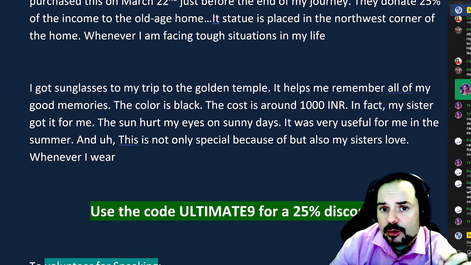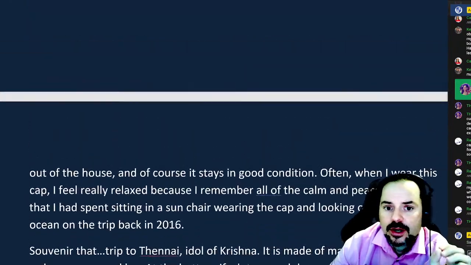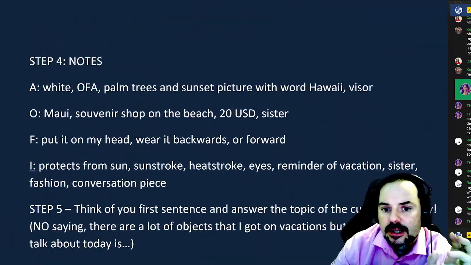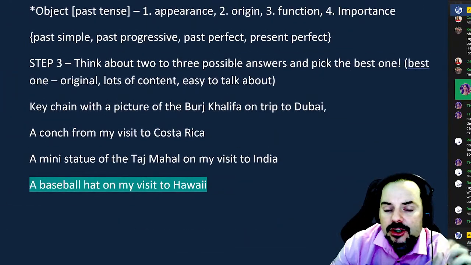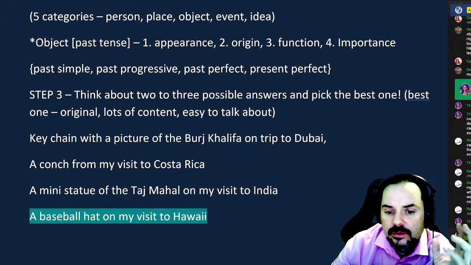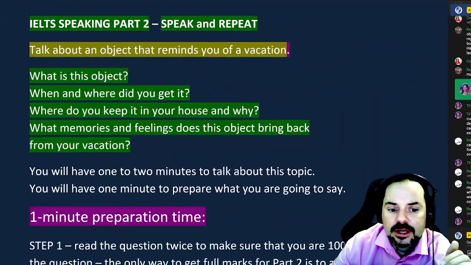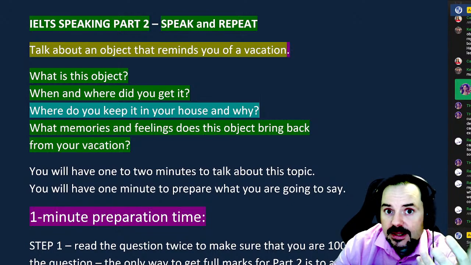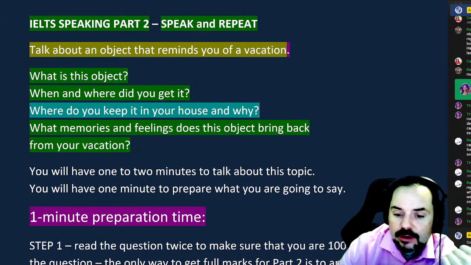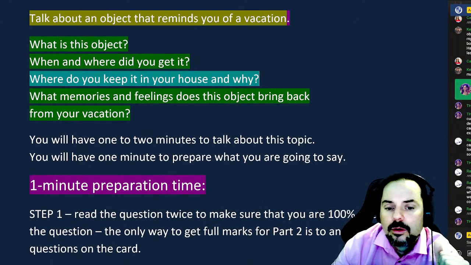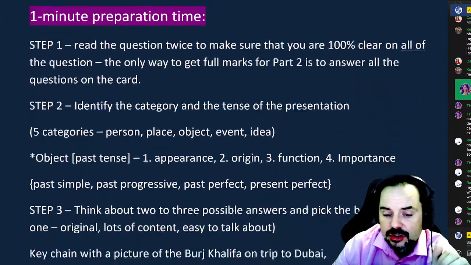I actually noticed that there was one spot where you got a little bit stuck in this 2 minutes as well. Don't forget to look at the card, okay? I think you answered it after, but as soon as you get stuck, as soon as you don't know what to say, look at the card, because there was this question of where do you keep it in your house and why? Like, where do you keep your sunglasses in your house and why? And I think you could have looked at that question and then stayed more fluent. So make sure to pay attention to the cue card.